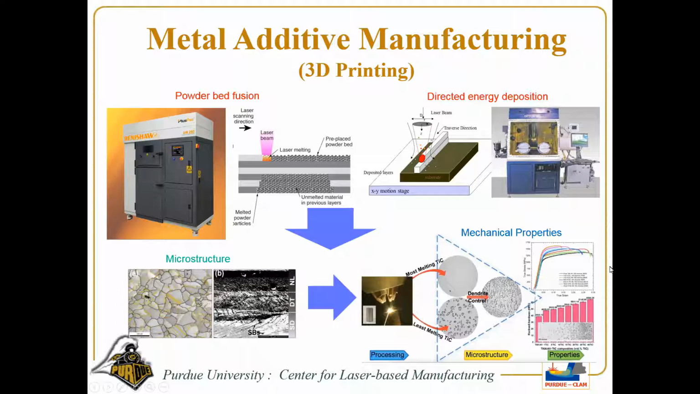At the end of the day, what people are interested in is the performance of the parts. So you need to know what kind of mechanical properties you need to have. Linking these three will be very, very important for the future of metal additive manufacturing. Without this type of linking, you have to do a lot of trial and error.